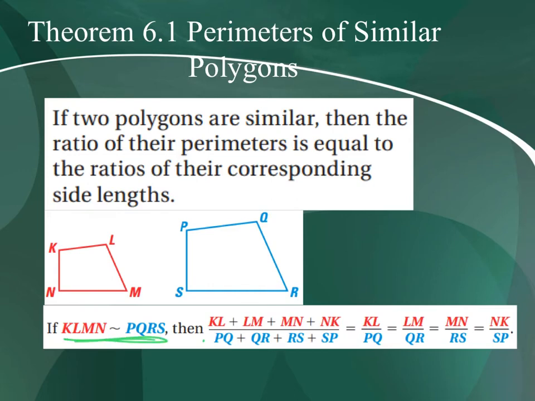So good question. How do I know what order to set up my fractions? What goes in the numerator, what goes in the denominator? Whatever comes first. It's also true, if you flip it, like if I did PQRS to KLMN, then the reciprocals of all of these are still true. It's just that the order of them is going to change.